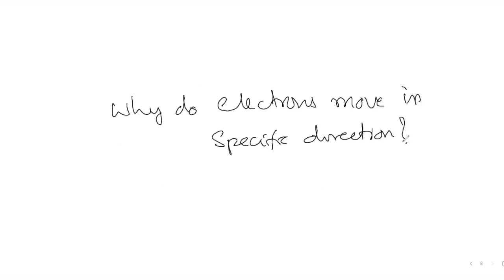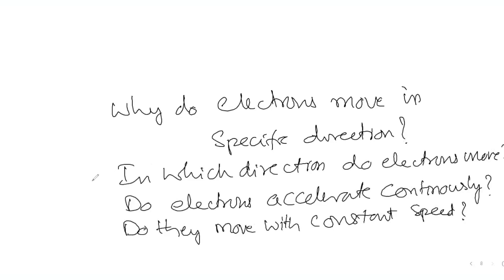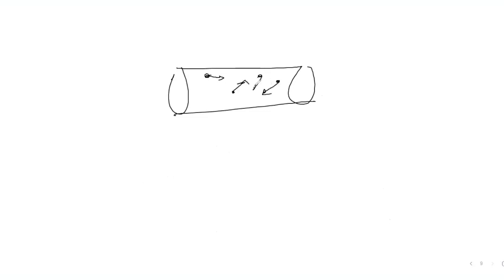Now the question is, why do electrons move in a specific direction? And in which direction do electrons move? Do electrons accelerate continuously, or do they move with constant speed? To understand this, again we consider the motion of electrons in a conductor. This is a conductor. In this conductor, electrons are moving randomly.